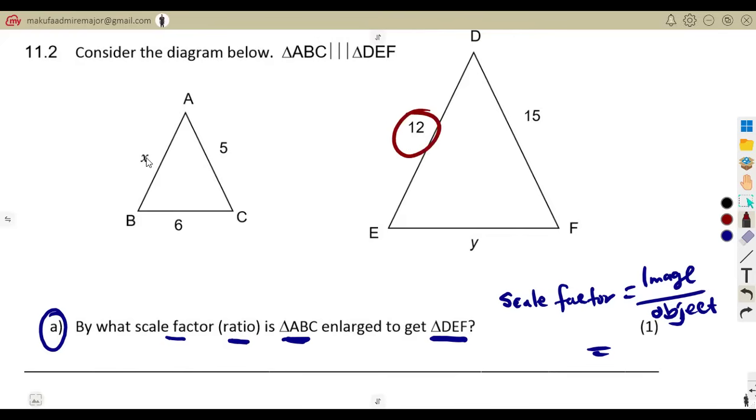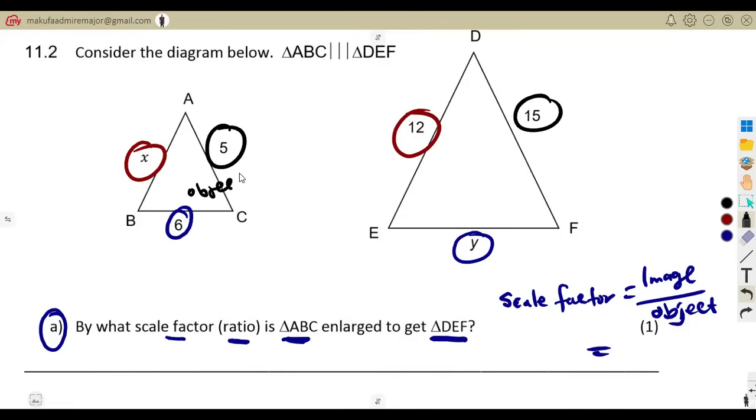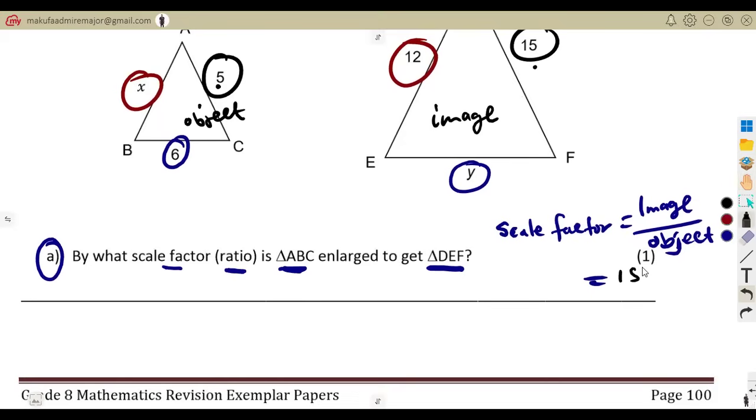So 12 corresponds with X. There's nothing that is complete there. It is unknown. 6 corresponds with Y. We cannot use that because, as you can see, we have got an unknown. 5 corresponds with 15. So we can use that. So this is your object, and this is your image. So 15 divided by 3 can give us what? The scale factor. 15 over 3, which is 3.